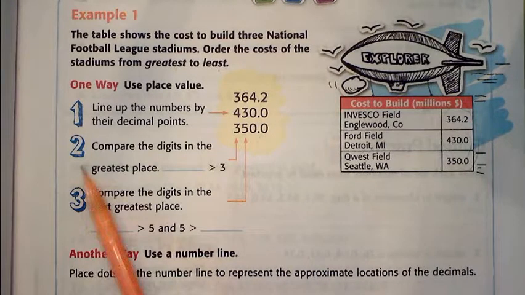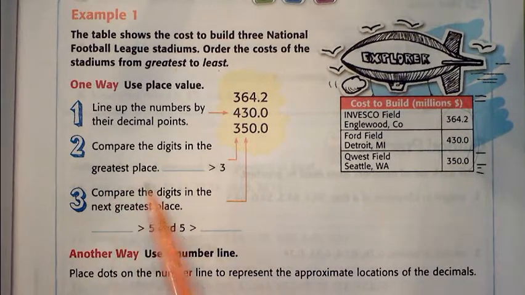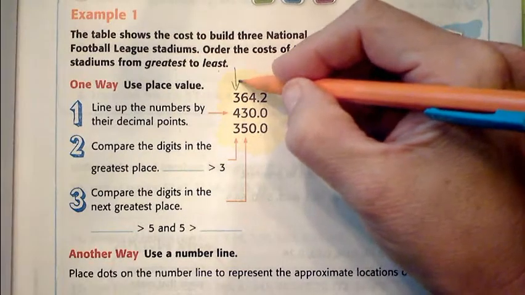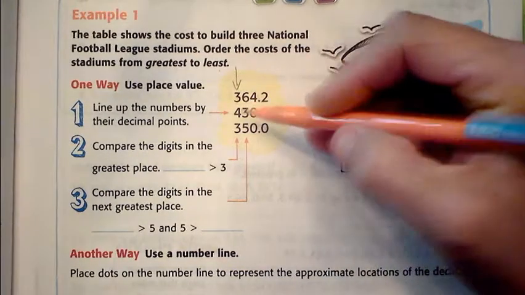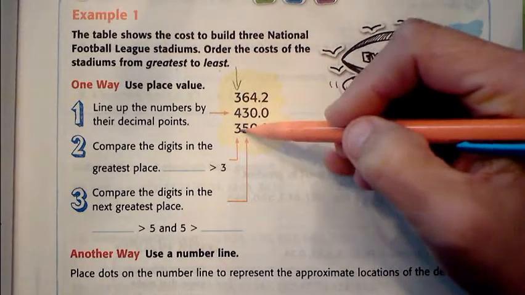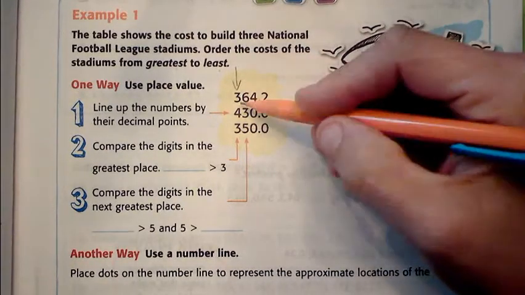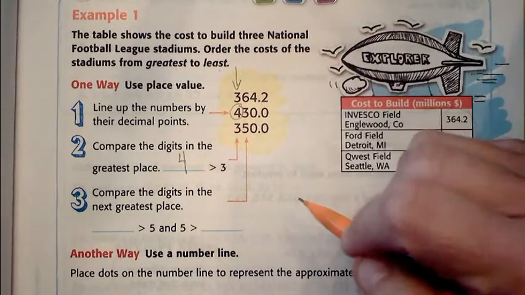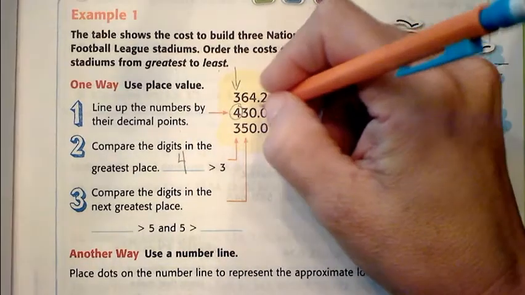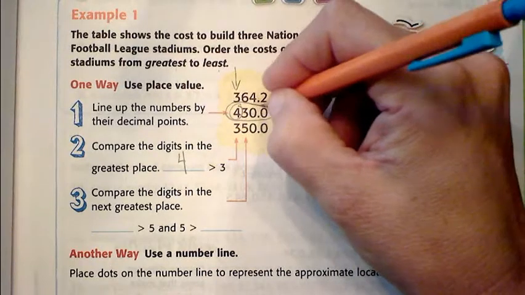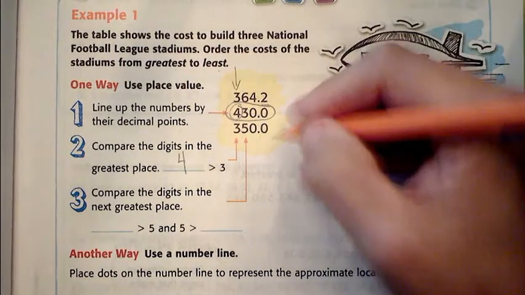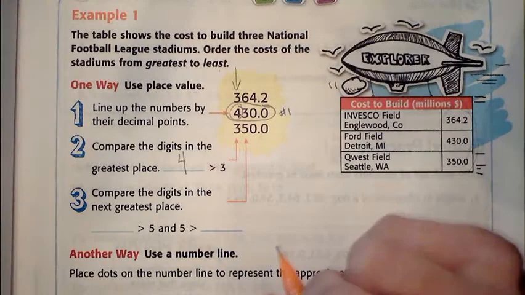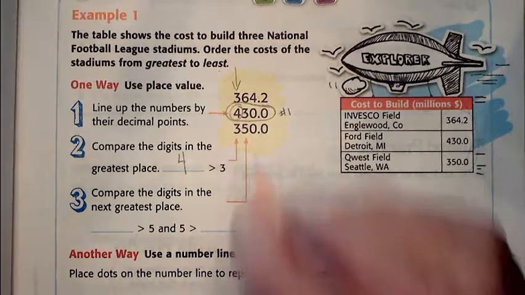Then you compare the digits in the greatest place. So we're looking here in the greatest place, which is the hundreds, and we've got a 3, a 4, and a 3. And so we know that 4 is greater than 3. So this one is going to be the greatest number. So we could put number 1 by it if you would like. And we've already used this one. So now we're just looking.